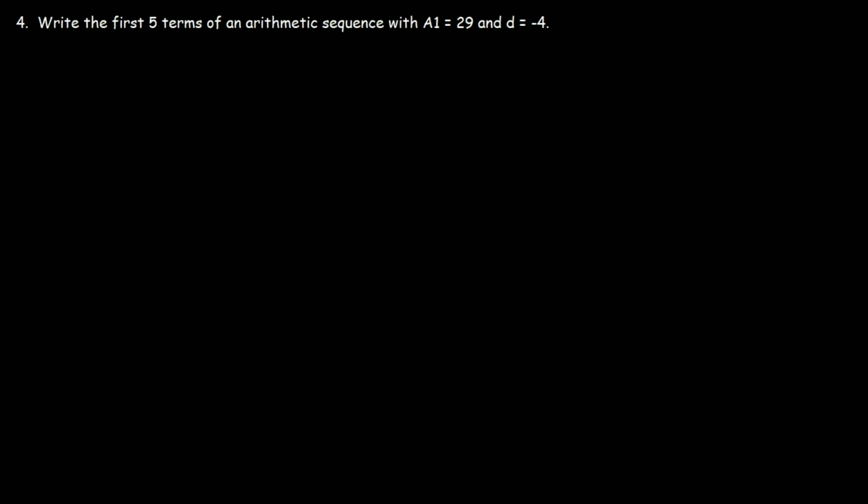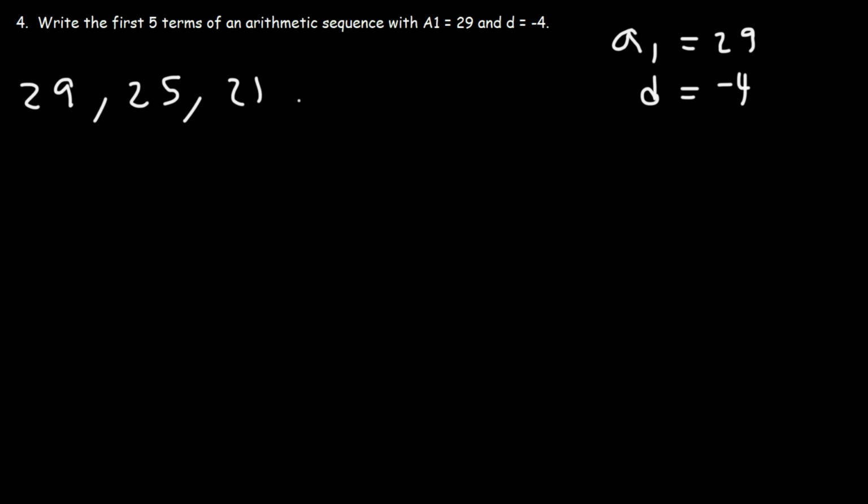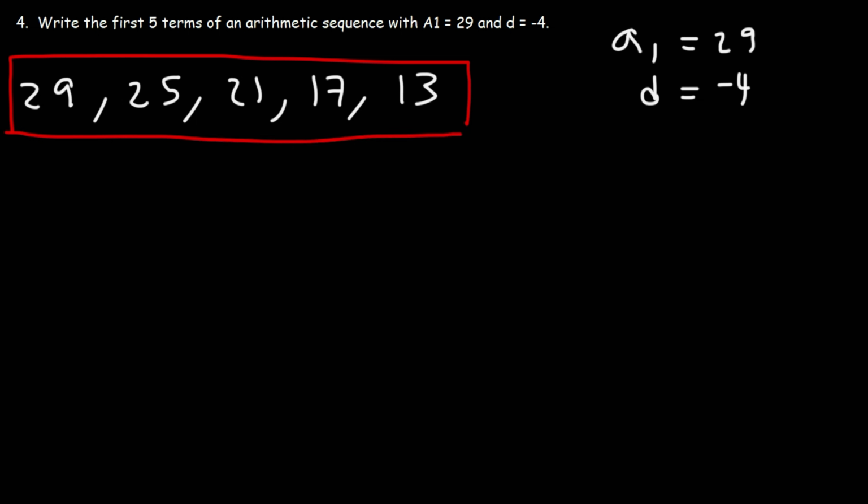Write the first 5 terms of an arithmetic sequence given a sub 1 and d. So we know the first term is 29, and the common difference is negative 4. So this is all we need to write the first 5 terms. If the common difference is negative 4, then the next term is going to be 29 plus negative 4, which is 25. 25 plus negative 4, or 25 minus 4, is 21. 21 minus 4 is 17. 17 minus 4 is 13. So that's all we need to do in order to write the first 5 terms of the arithmetic sequence given this information.